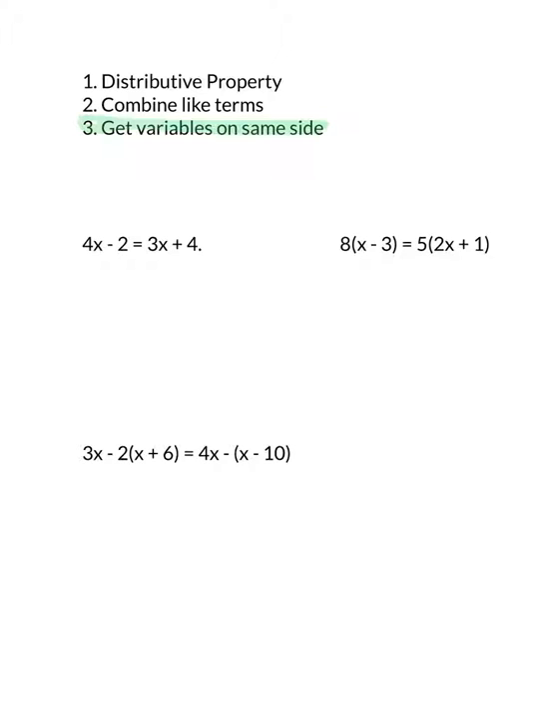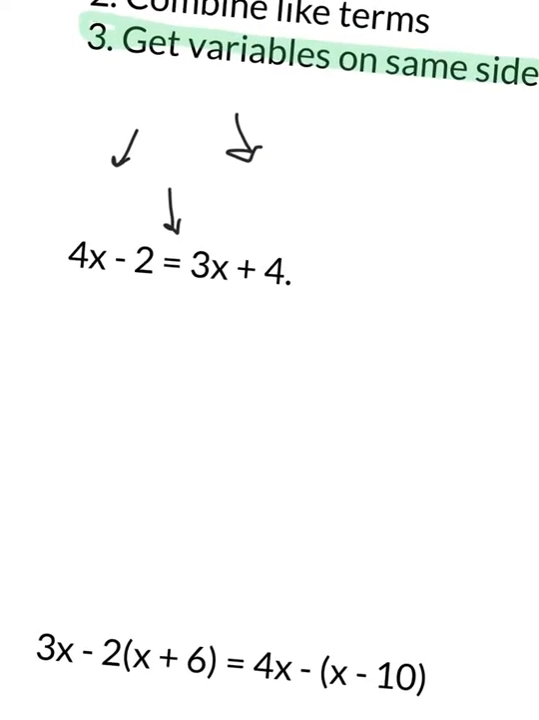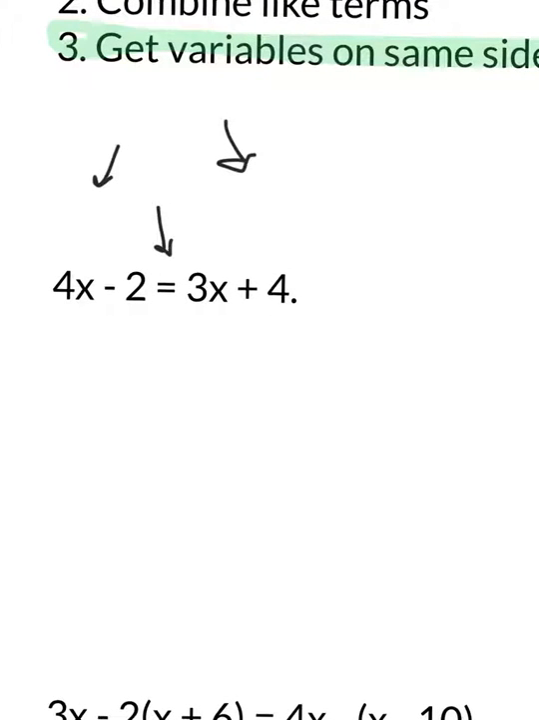So in number 1, I don't have distributive property. I don't have any like terms that are on the same side because I'm looking at my equal sign and there's no like terms on this side, no like terms on this side that I can combine. So I jump right to step 3, getting my variables on the same side. I like to keep my x positive, my variable positive. So in order to do that, I'm going to subtract 3x from both sides. So minus 3x here, minus 3x here.